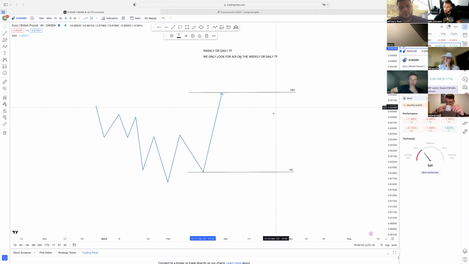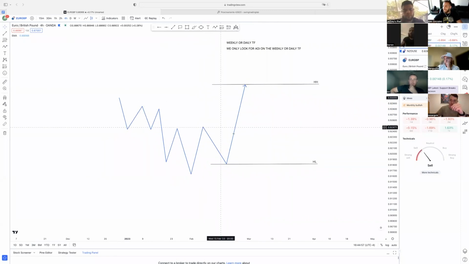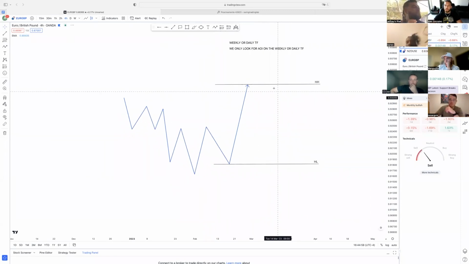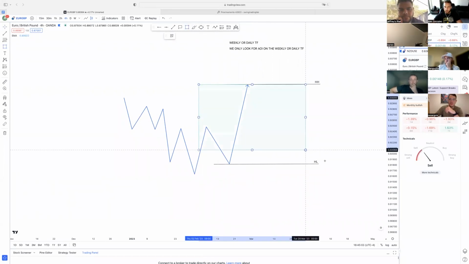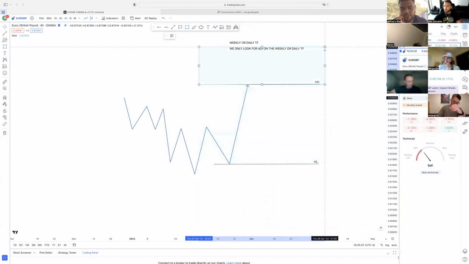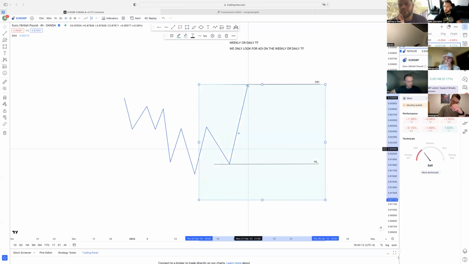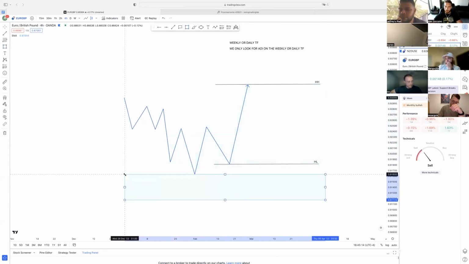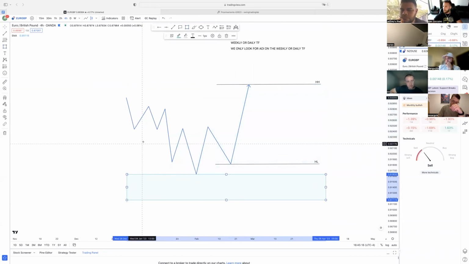Simple. Perfect, right? Okay, so when you're looking for an area of interest, you could only look for an area of interest within the higher high and higher low. Because if you look for an area of interest above the higher high, you're pretty much buying at resistance. If you look for an area of interest under the higher low, now the time frame is bearish.